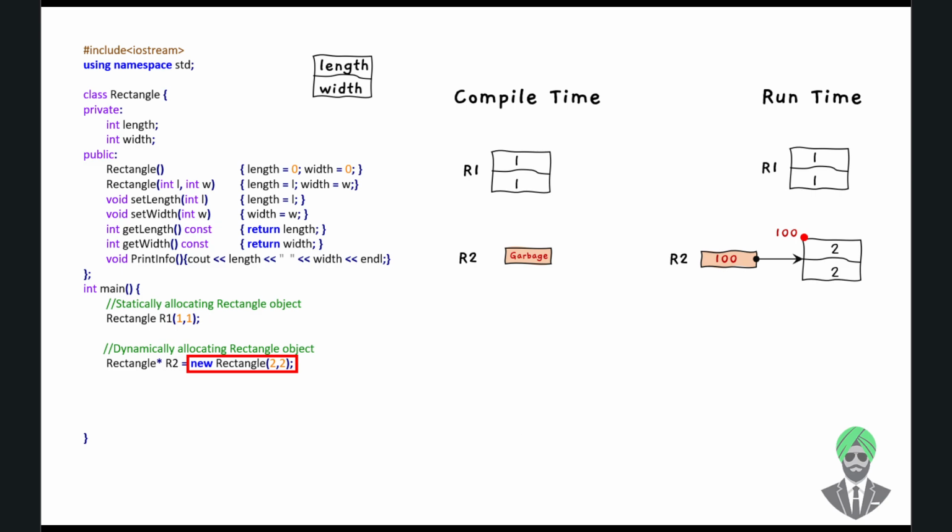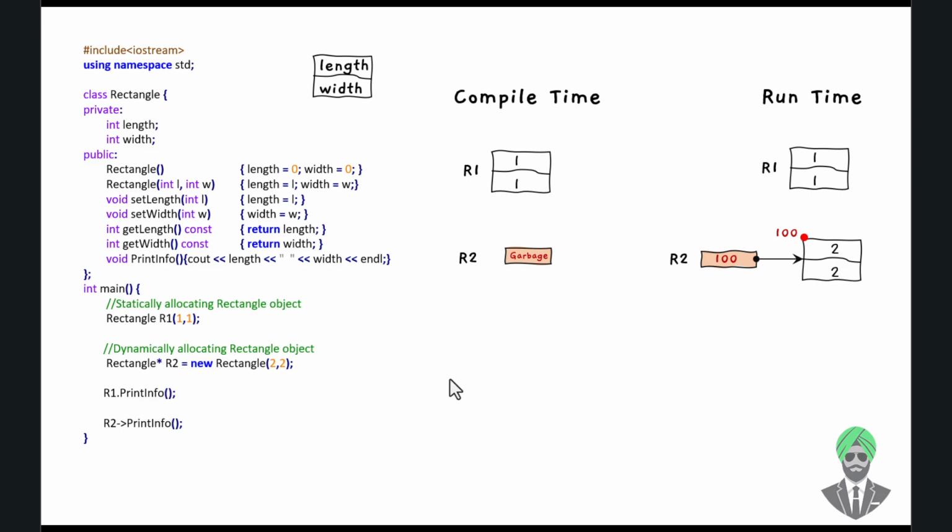If an object is declared statically, then we use the dot operator. Like here, R1.print_info, being the function. And if we allocate an object dynamically, then we use a dash and greater than sign, also called an arrow. So R2->print_info. The effect is still the same. It'll still print the same information.